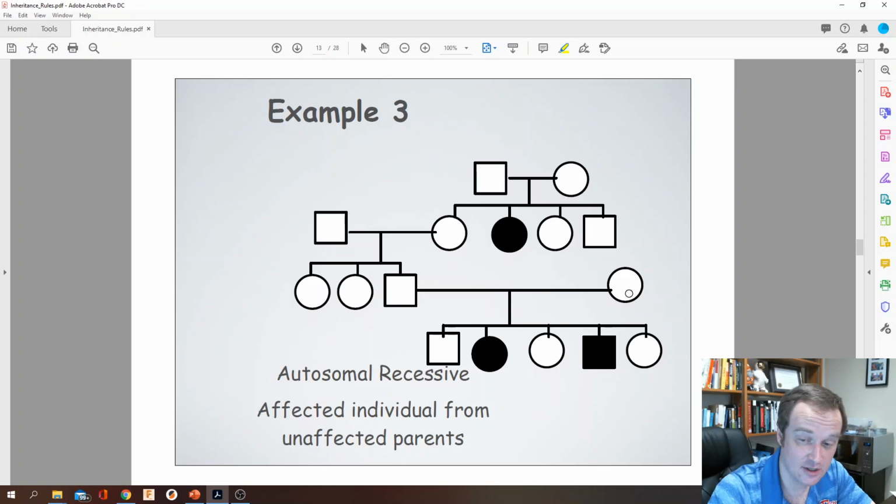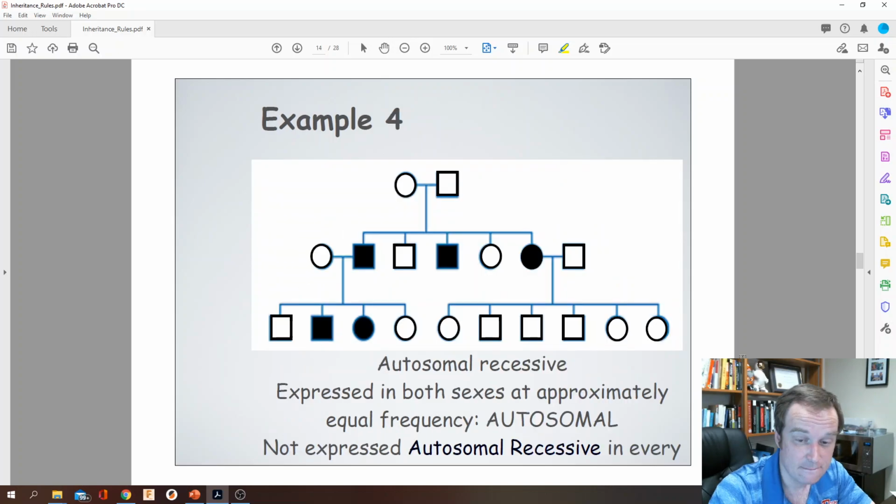In this case, both the square and the circle, so dad and mom, don't have the disease, but they were carriers of the recessive disease. And so therefore, their children can get it. Another example of autosomal recessive: we have parents that don't have the disease, so it skips this generation, but their children do have it.